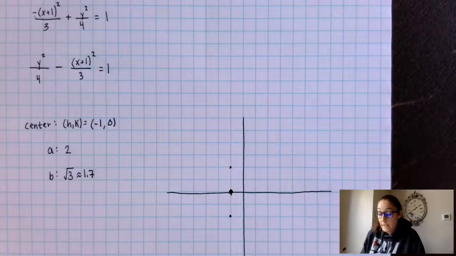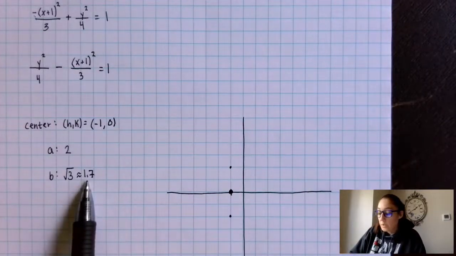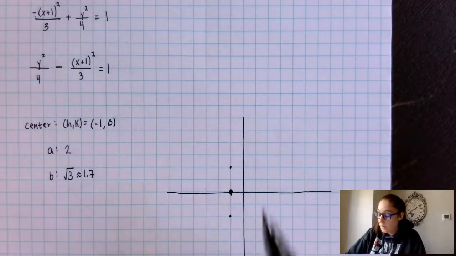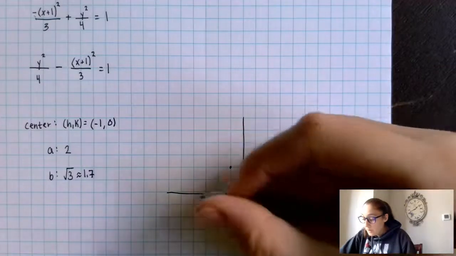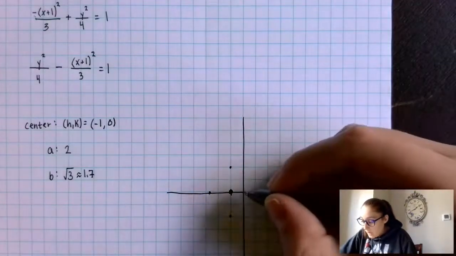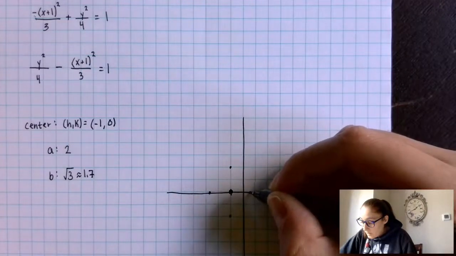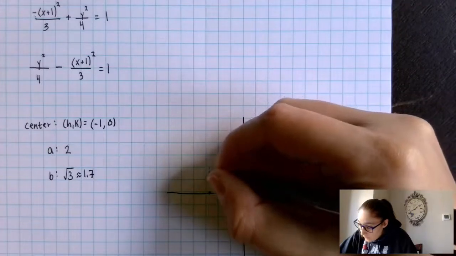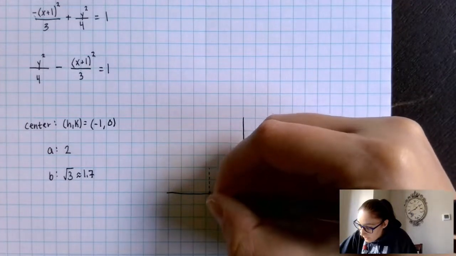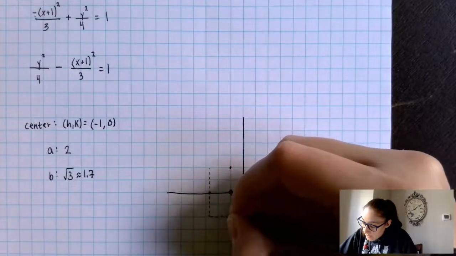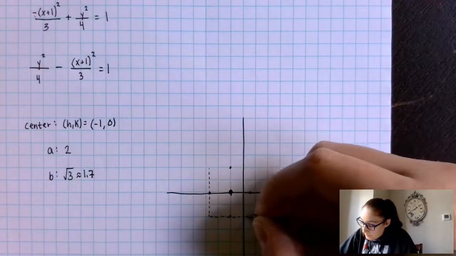Next, my b, we haven't really talked about b yet. We're going to move in the opposite direction, in the left and right direction. So from the center, I'm going to go 1.7. This is where you have to kind of approximate. It's better if you do this in pencil, because it'd be nice to erase it towards the end, but that's okay for now.